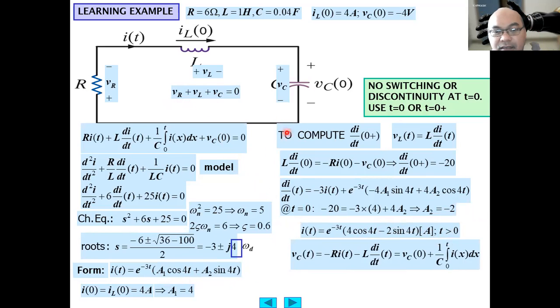Then the voltage of the capacitor, Vc(t), equals minus R i(t) minus L di/dt. This then equals the voltage at 0 plus 1 over C integral of i(x) dx. So Vc(t) equals exponent minus 3t times minus 4 cosine 4t, from the integral of this part, plus 22 sine 4t volt.